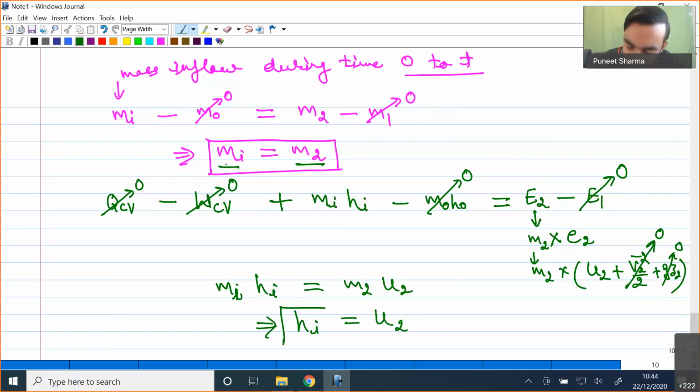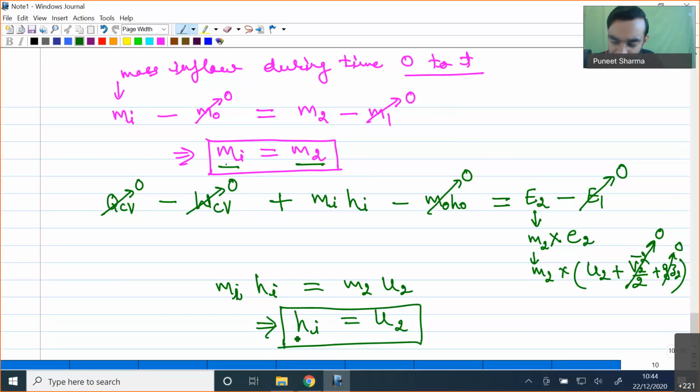So it means if we are having this tank filling process, okay, and if tank filling process is happening under the adiabatic conditions, so whatever the final state of the system we will be having, we will be finding that the final internal energy of the system will be equal to that of the enthalpy of inflowing stream. Okay, so this is a typical example.